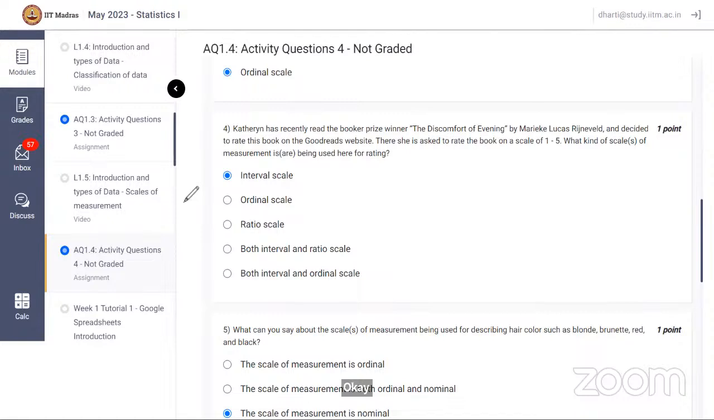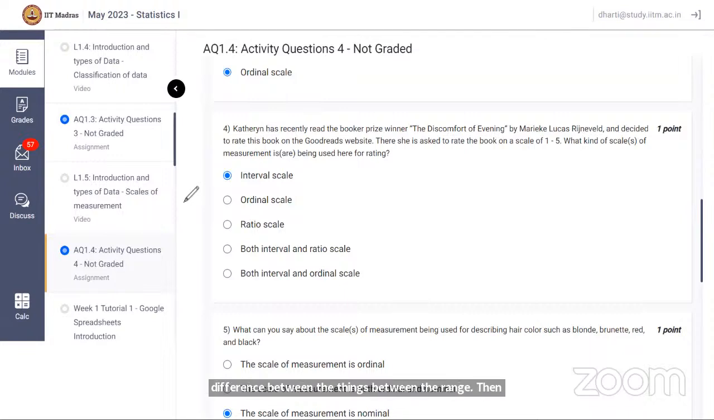Let's take this one. Catherine has recently read the Booker Prize winning book The Discomfort of Evening by Marieke Lucas Rijneveld, and decided to rate this book on the Goodreads website. She is asked to rate the book on a scale of 1 to 5. What kind of scale of measurement is being used here? She has to rate 1, 2, 3, 4, or 5, these options only. When there is a uniform difference between the values in the range, then it will be an interval scale.